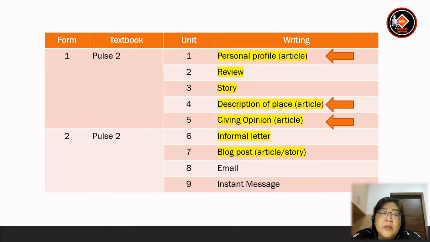So let's look at Form 1, Unit 1, the writing part is a personal profile. So this is similar to an article. Then Unit 2, you have review. Unit 3, story. Unit 4, description of a place. So this is also an article. Number 5, giving opinion. So it is also an article. And then you have informal letter for Unit 6. Unit 7, blog post. So this is a mixture of an article and also partly story. So Unit 8 will be email. And Unit 9, instant message.